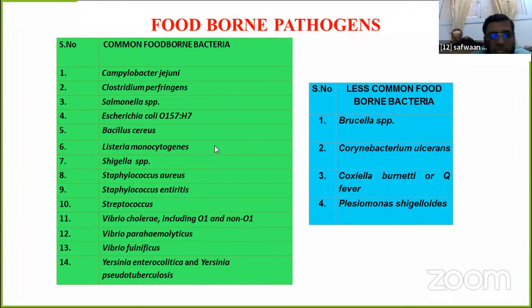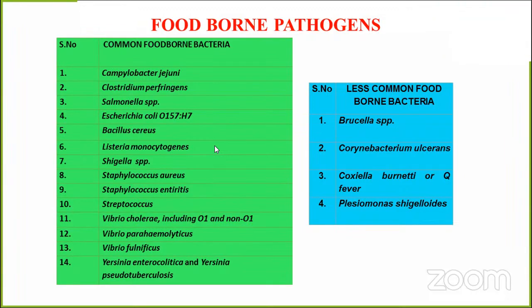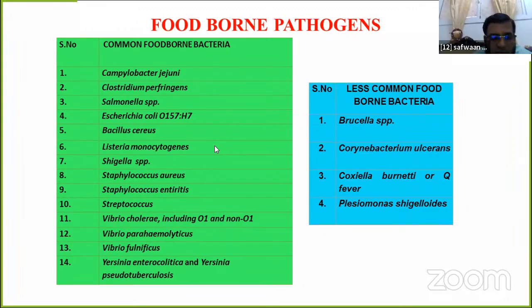E. coli O157:H7. Bacillus cereus, Listeria monocytogenes, Shigella species, Staphylococcus aureus, Staphylococcus enteritis, Streptococcus, Vibrio cholerae, including O1 and non-O1 species, Vibrio parahaemolyticus, Vibrio vulnificus. And the last one, Yersinia enterocolitica and Yersinia pseudotuberculosis. These are the common bacteria responsible for food poisoning. But the other less common bacteria include Brucella species, Corynebacterium ulcerans, Coxiella burnetii causing Q fever, and Plesiomonas shigelloides. So this is the reason I was telling in the beginning that when we do food diagnosis, we can test for a variety of bacteria, but the main focus from the human health point of view is these 14 pathogens.